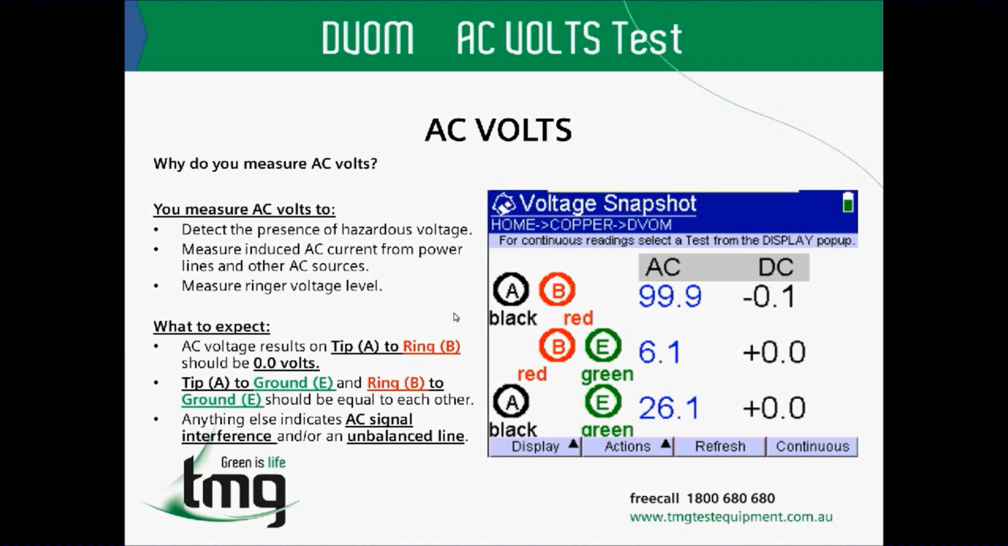What do we need to expect when we are measuring the AC voltage? What are we expecting to measure on a line? The result between the tip and the ring, which are the main and the outer conductor within the pair, should be 0 volts, ideally. Now the tip to ground and ring to ground should be equal and opposite to each other. Anything else should indicate clearly that there is an AC signal interference or an unbalanced line.